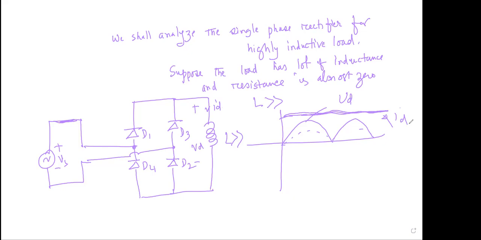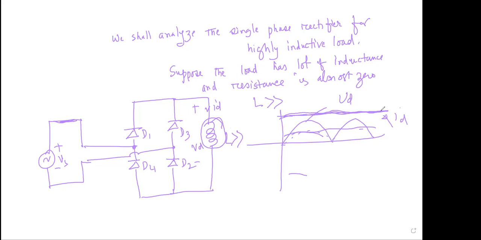What is the characteristics of the inductance then? It will oppose the abrupt change of current. Rate of change of current, right? So if inductance is very high, then it will not change the current. It will not allow the current to fall here, rather it will keep it.